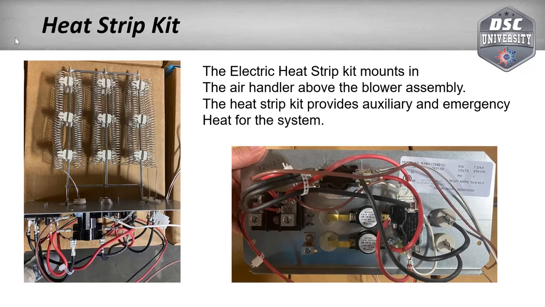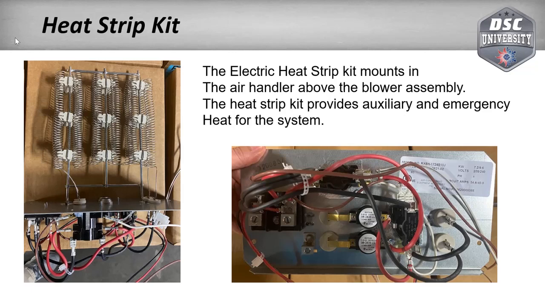Then when we're talking about a heat pump, in our air handler inside, we have an electric heat strip kit. The electric heat strip kit installs in the top of the air handler above the blower assembly. We sell those separately. They come in 5, 10, 15 kW generally, with some other sizes in there. And the electric heat strip kit is there for two reasons. One, if the heat pump quits working in the heat mode, we can turn the heat strip kit on as emergency heat, and use that heat to heat the house.